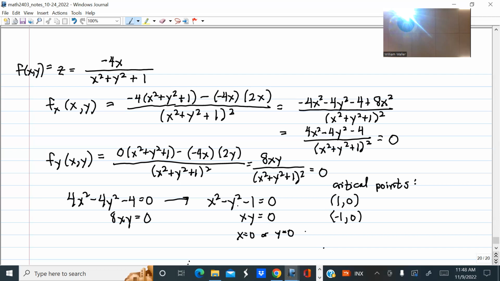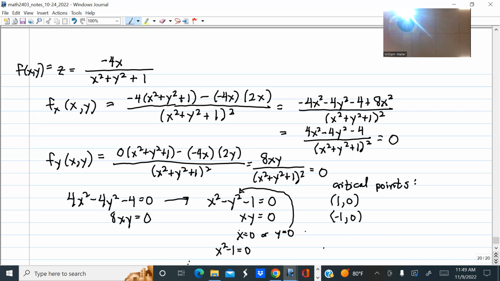So if you try y equals 0 in this first equation, they can't both be 0, we know that. But if you try y being 0 in the first equation, you get x squared minus 1 equals 0. And I know you can all solve that. You get x is plus or minus 1. So that leads you to these two solutions.